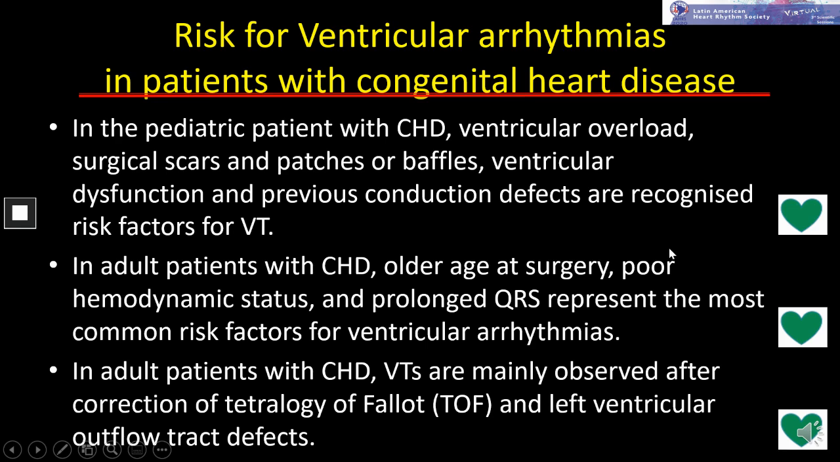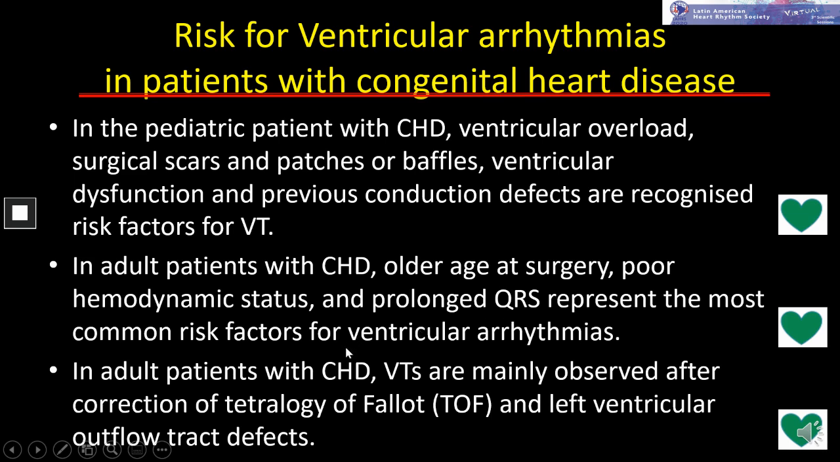In patients with congenital heart disease, how do we assess the risk for ventricular arrhythmia? In pediatric patients, the presence of ventricular overload, surgical scar, ventricular dysfunction, and previous conduction defect are recognized as risk factors for VT. In adult patients, older age and surgery, poor hemodynamic status, and prolonged QRS on ECG are common risk factors for ventricular arrhythmia.